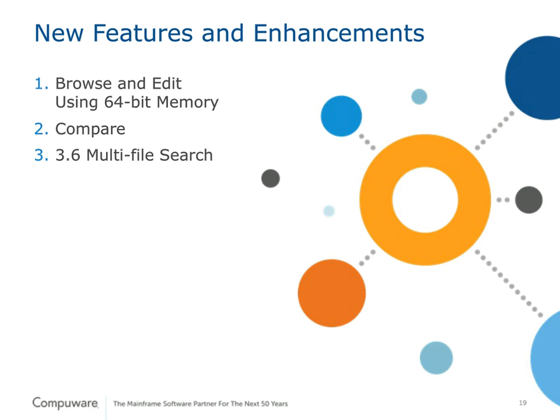Those are going to be 64-bit memory browse and edit, which we're also calling the removal of windowed editing. Compare enhancements targeted to allow File-AID customers to replace other vendors' compare utilities. And finally, multi-file support within option 3.6, our search update options. So let's take a look.